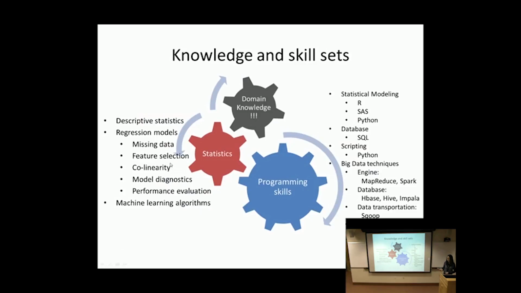So I went through those projects just to give you some examples of what I've done and what kind of skills I've used to do these things. What I can see is that the important things consist of three parts. The domain knowledge, which defines the problem, should be the first step when you're starting a project. And also statistical knowledge, starting from descriptive statistics and knowledge of regression models, under which you should know how to deal with missing data, how to do feature selection, how to rule out feature collinearity, and after you build the model, you should know how to do model diagnosis.